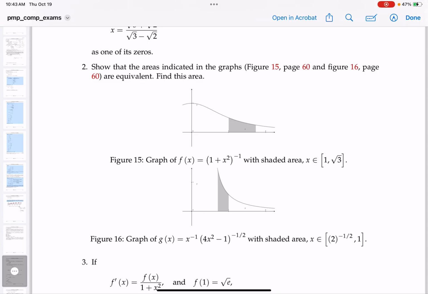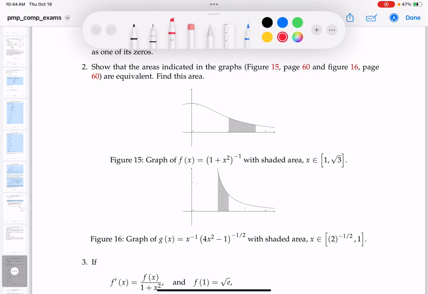Okay, for this particular problem, they want me to show that the areas in these graphs, figure 15 and 16, are equivalent, the same area. The way I'll do that is just write integrals down for them. So for the first one, I'll go to the whiteboard to do that, by the way, the first integration would be this over here.